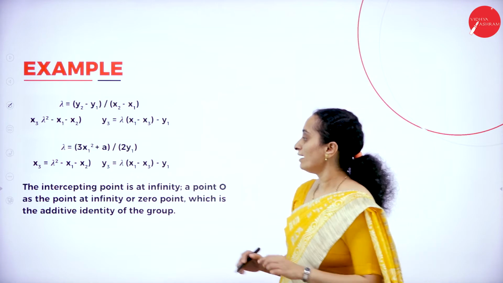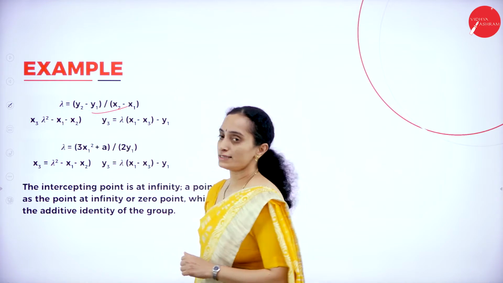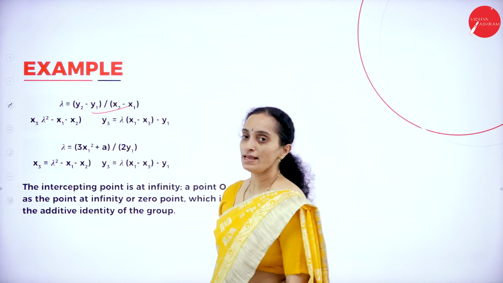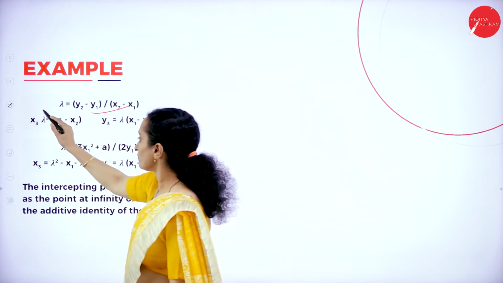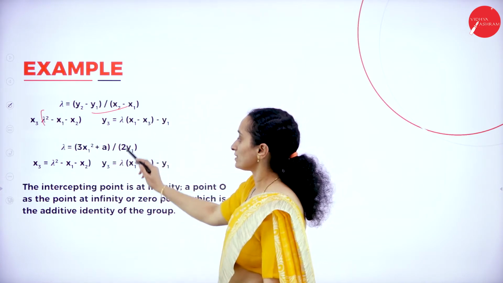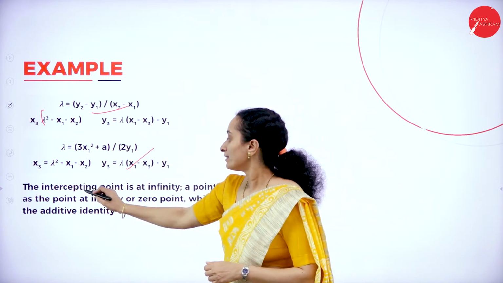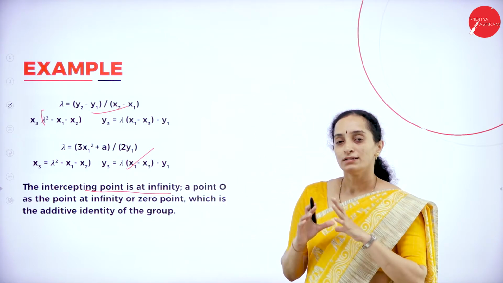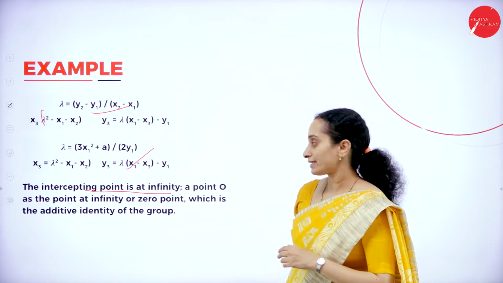Okay. Here we have the expression for the elliptic curve. Lambda equals y2 minus y1 divided by x2 minus x1. x3 equals lambda square minus x1 minus x2. So, these are the expressions we can give for the elliptic curve. The intercepting point will be at infinity. We don't know when the x direction and the curves will intercept or y direction will intercept.